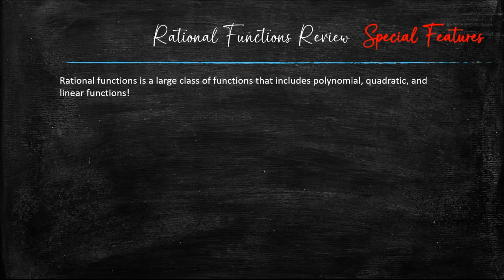Now, special features of rational functions. Rational functions are a large class of functions that contains all of the functions that we learned before except the absolute value functions. So linear functions, quadratic functions, and polynomial functions all sit inside of the rational functions class. As such, it is definitely worth studying. In addition, it's the first function that we had that had a discontinuity, which also makes it interesting. And it's the first function that had asymptotes. That's also pretty cool. Not all functions have asymptotes, but this one may have vertical, horizontal and slanted asymptotes.